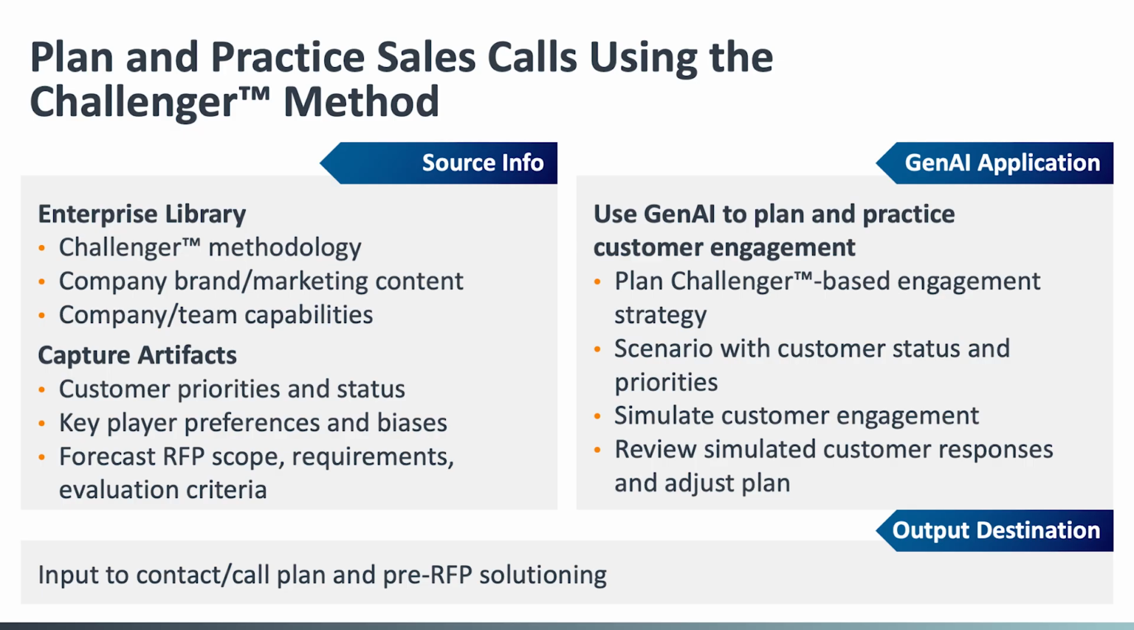Okay? And you can then go and use the GenAI to do a variety of things to plan and practice customer engagement. So you can actually plan your engagement strategy. I showed you 5 steps. Those 5 steps obviously take place over time, and you mature from step 1 to step 2 to step 3. AI can help you do that.